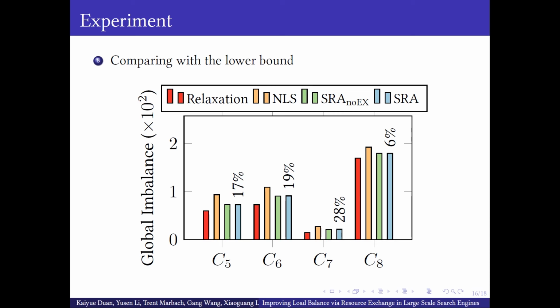We use Groovy to implement the branch and bound approach and obtain the lower bound by running the software for 12 hours. This figure presents the global imbalance produced by each algorithm against the lower bound for input settings C5 through C8. Note that the percentages in the figure indicate the performance difference between the global imbalance achieved by SRA and the found lower bound. Marked by relaxation, it can be seen that the performance of SRA is close to the lower bound. The gap is 18% on average, substantiating the effectiveness of SRA.